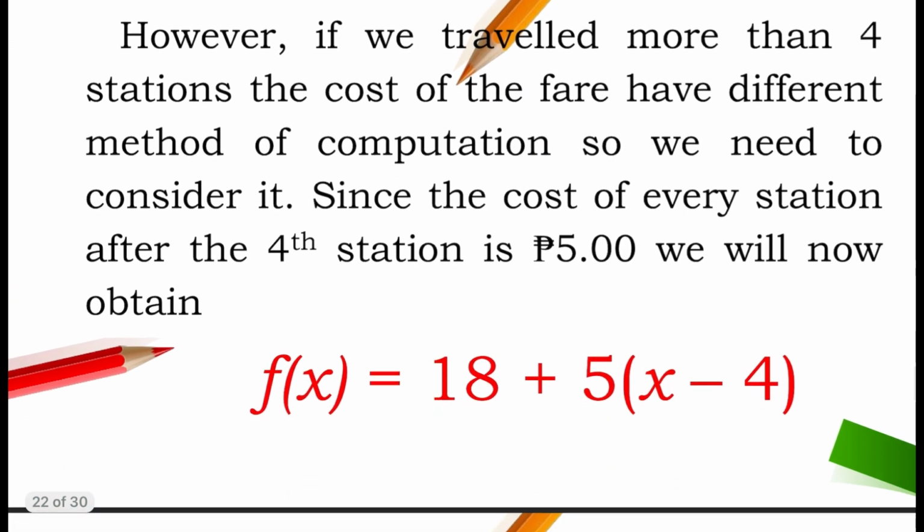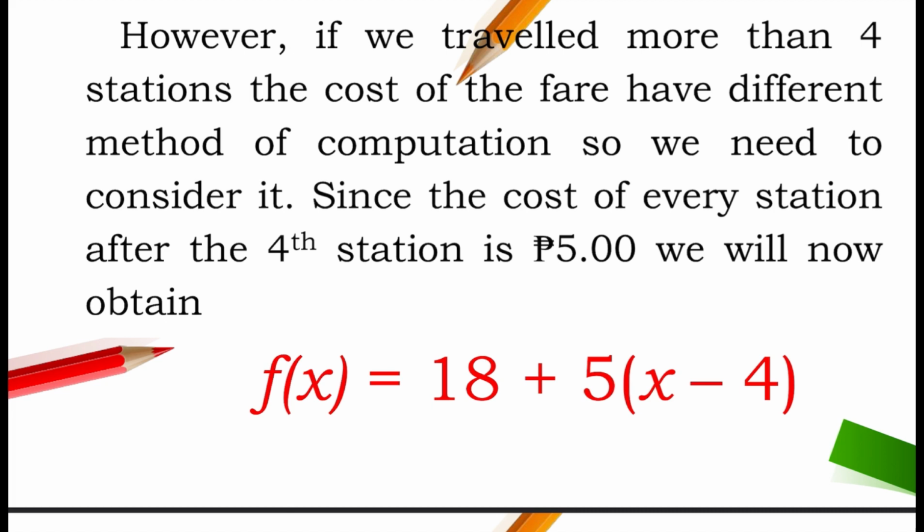However, if we traveled more than 4 stations, the cost of the fare has a different method of computation, so we need to consider it. Since the cost of every station after the 4th station is 5 pesos, we will now obtain the function f of x is equal to 18 plus 5 times x minus 4.